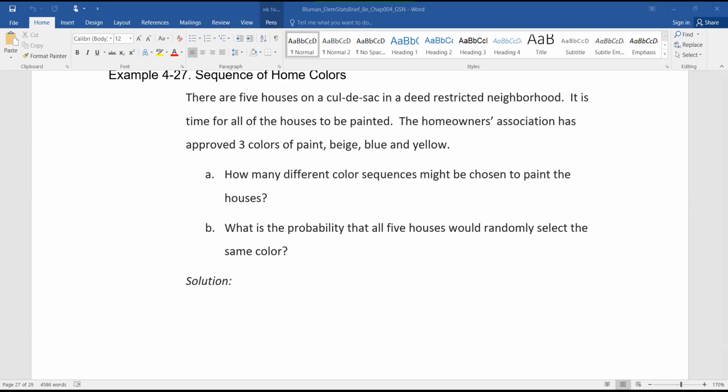All right. Anyway, so each house has 3 options. So there's 5 houses, right? Yeah, 5 houses. So that means the first house has 3 options. The second house has 3 options. The third house has 3 options. The fourth house has 3 options. And the fifth house has 3 options, also known as 3 to the 5th power. And now that doesn't tell you how many different color schemes you can get here.